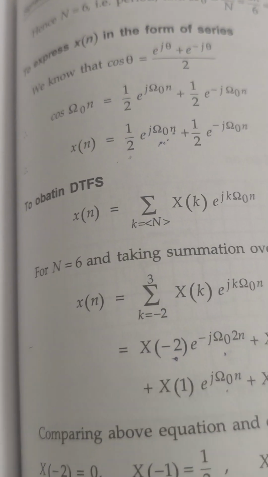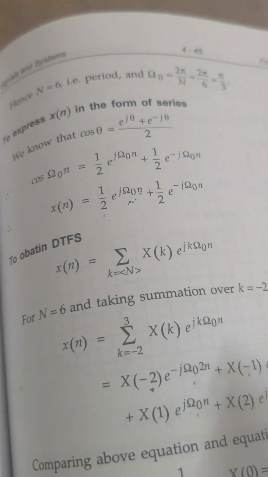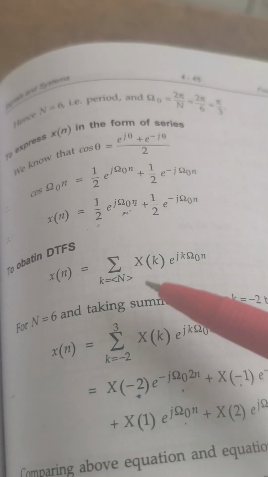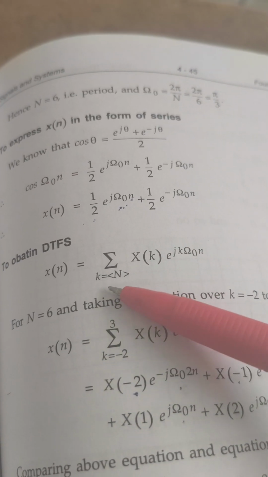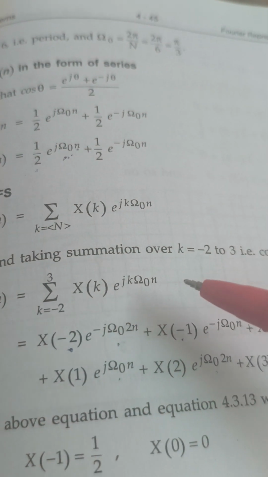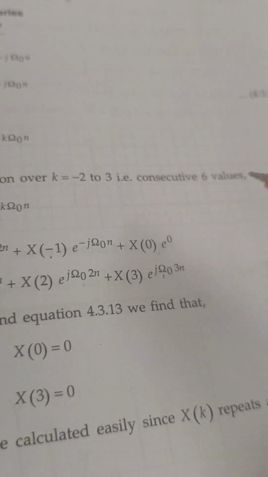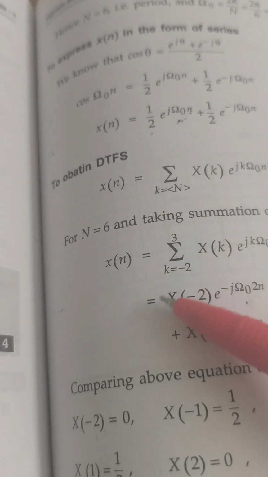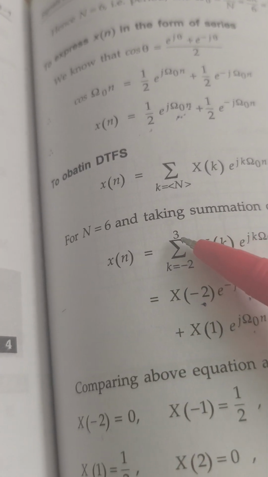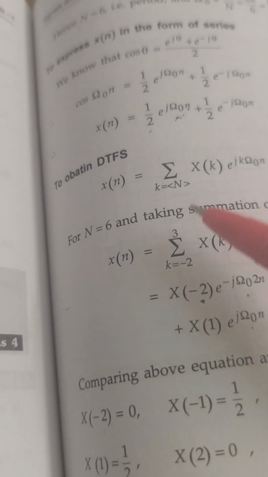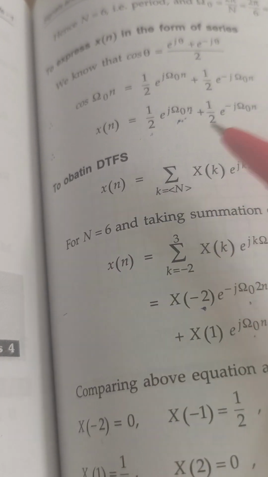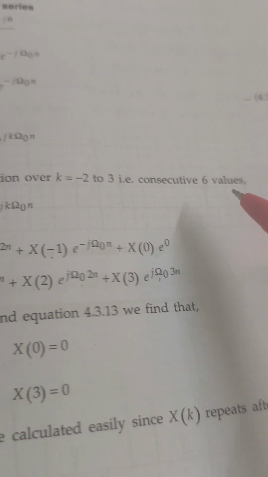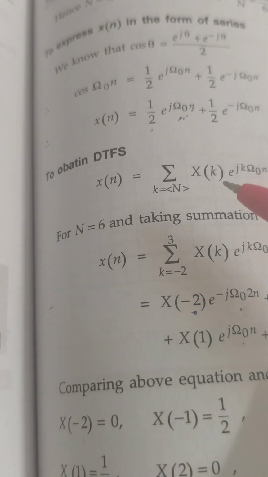Therefore, for N equal to 6, we have to take the summation of 6 values, over consecutive values. You can take either minus 3 to plus 2, or minus 2 to plus 3, like this we can take, but the values should be consecutive, and there should be exactly 6 values.